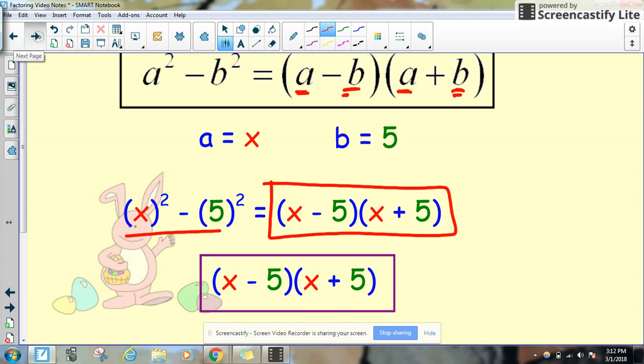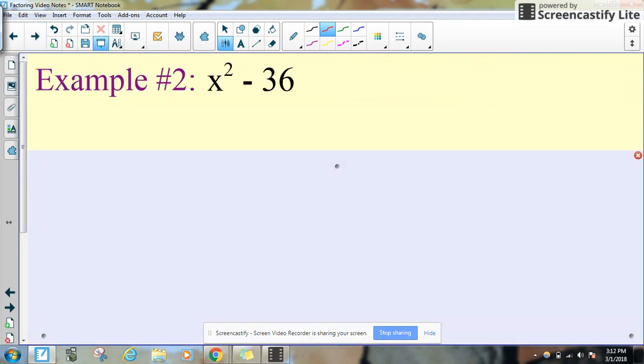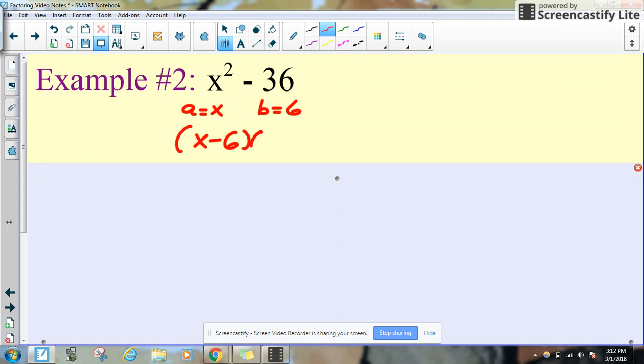Let's try another example. This example is x squared minus 36. So the first thing you have to do is ask yourself, what is a? Well, whatever a is, if you square it, you should get x squared. So therefore, a is x. And b, whatever b is, you should square it to get 36. So b is 6, because 6 times 6 is 36. All you have to do once you have the a and the b is use your formula. A minus b, a plus b. And this is the factored form.